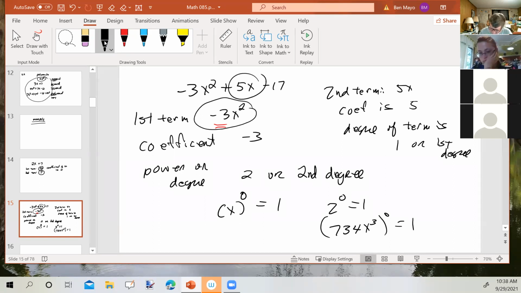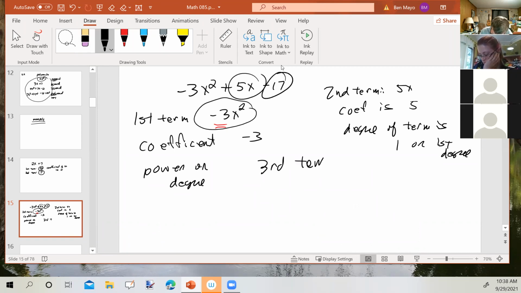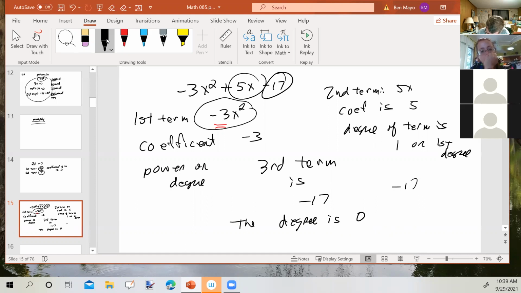Okay. What does that do for us? Well, and this gets a little confusing, but here's the deal. Let's take a look at this term. The third term, oops, can't spell this morning, or any other morning for that matter, is negative 17. The degree of that term is, so the degree is 0. Now, here's the problem. You might say, what if it was negative 17 to the 0 power? It would just be a 1.